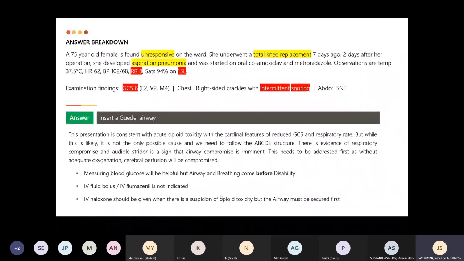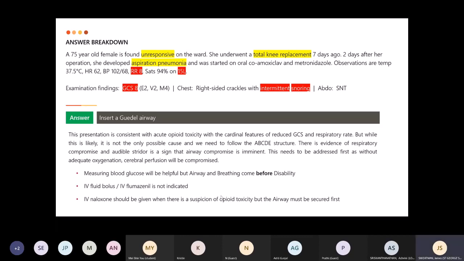So this is testing whether you know your ABCDEs. So 75-year-old lady, unresponsive. First things through your mind, I saw a lot of you going for blood glucose. Absolutely fantastic. If you find someone unresponsive, that's one of the things you should check. She underwent a total knee replacement 7 days ago. So a lot of you were thinking she's probably on some analgesia, so we might need to reverse that because it might be something like an opioid overdose, which is what I was hoping a lot of you were going to go for.